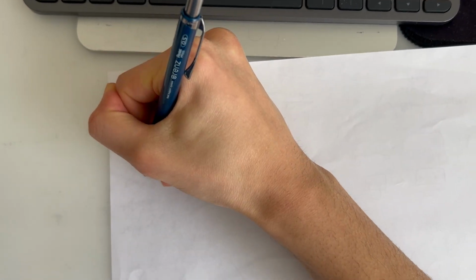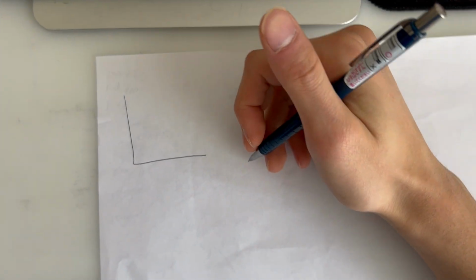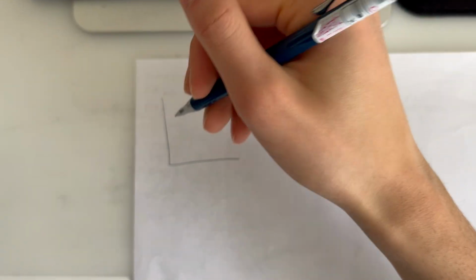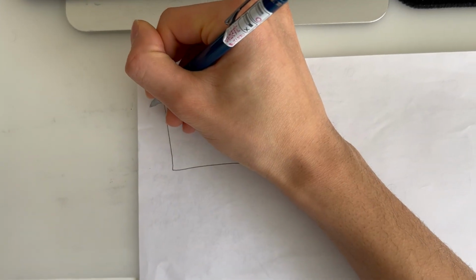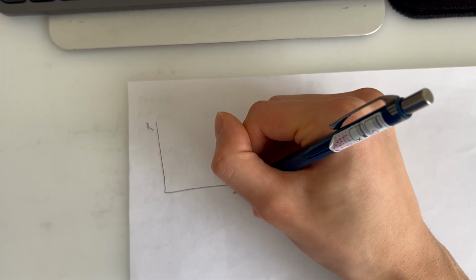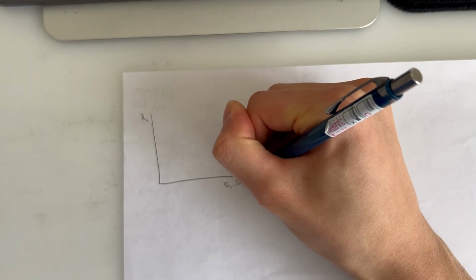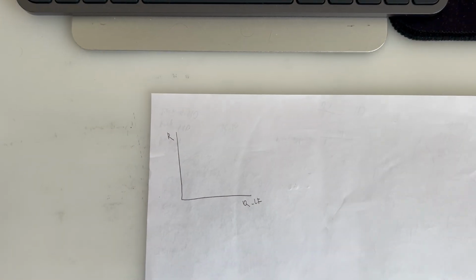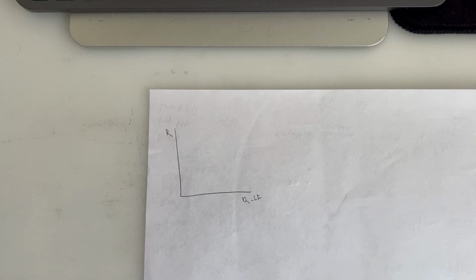Okay, pretty much we have to draw the loanable funds market. So basically, this graph shows the loanable funds market where savers supply funds and borrowers demand funds. The vertical axis is going to be the real interest rate, and the horizontal axis is going to be the quantity of loanable funds. The price in the market is the real interest rate.